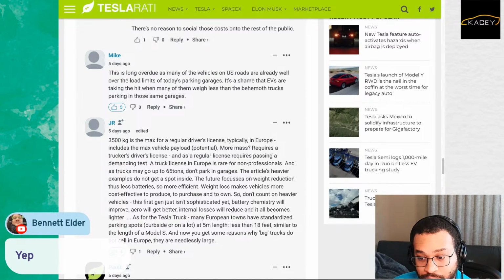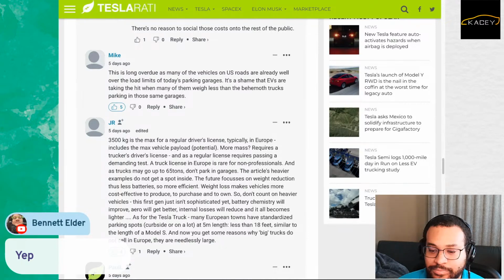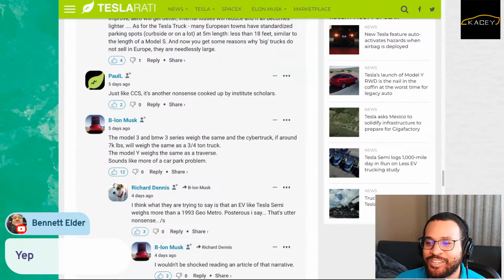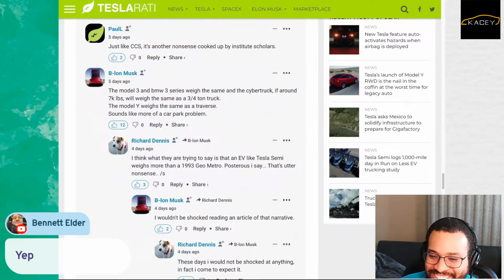As for the Tesla truck, many European towns have standardized parking spots, curbside or on lot, at 5 meters in length, less than 18 feet, similar to the length of a Model S. So the Model S just squeaks in there. And now you get some reasons why big trucks do not sell in Europe. They are needlessly large. Just like CCS, it's another nonsense cooked up by Institute scholars.